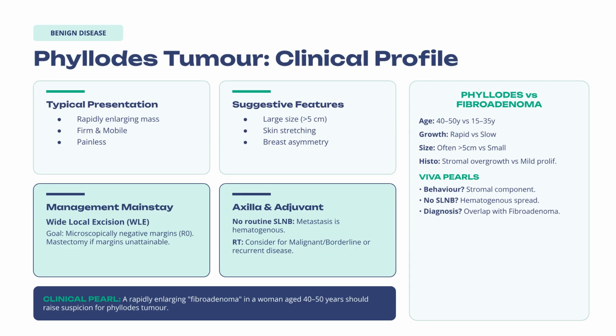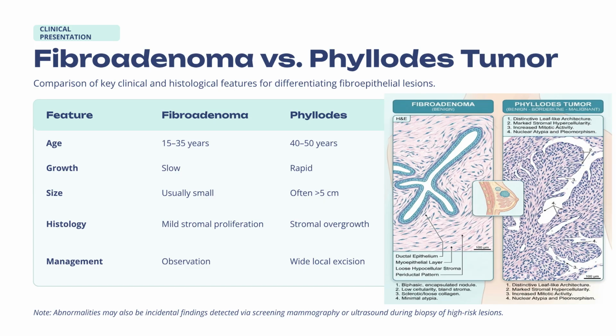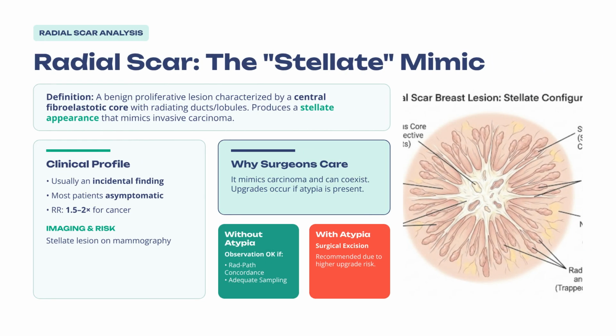Phyllodes tumors are classified by the WHO as benign, borderline, or malignant, based on cellularity and mitotic activity. The stromal component is key, as it determines the tumor's behavior and risk profile. Clinically, a phyllodes tumor often presents as a rapidly enlarging, painless mass. Surgeons must remember that these tumors metastasize primarily via hematogenous spread, meaning routine sentinel lymph node biopsy is generally not indicated. Here we see a summary comparing fibroadenomas and phyllodes tumors.